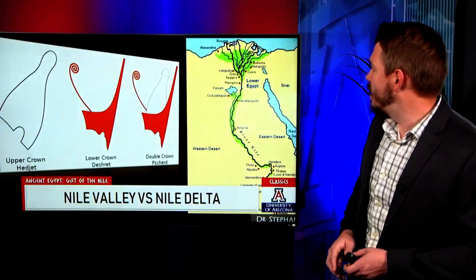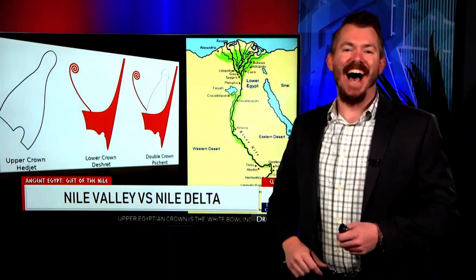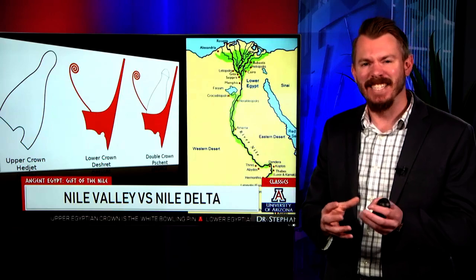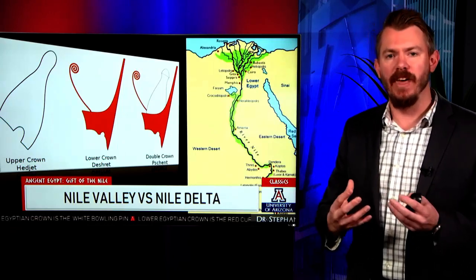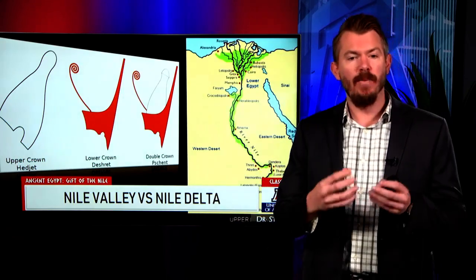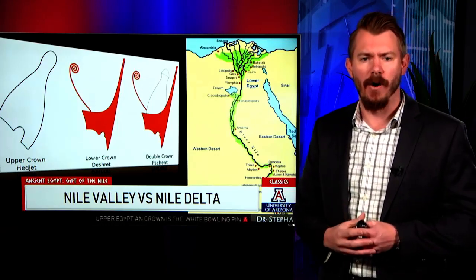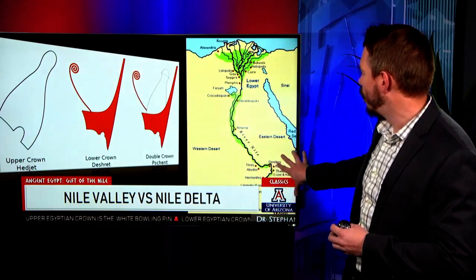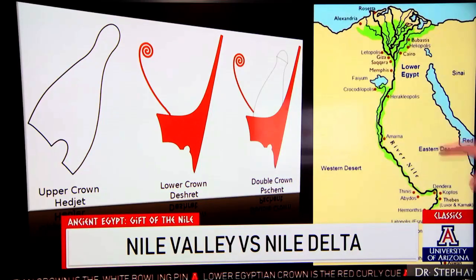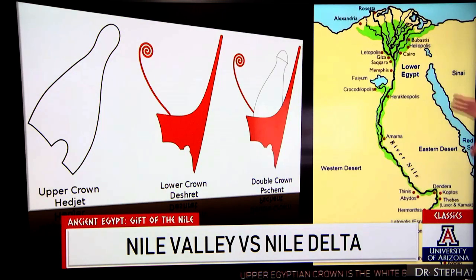Now, in the earliest days, right, Upper Egypt and Lower Egypt were totally kind of separate entities. And we can see that in the iconography they use for kingship. Okay, so in Upper Egypt, down here in the south, they would use the hedjet, all right? That's the name for this kind of bowling pin-shaped crown, this white crown that the rulers of Upper Egypt would use. And then in Lower Egypt, they would use the deshret, okay, or the red crown. That's the one with the little curly Q on the front, and that would signify the ruler of Lower Egypt.